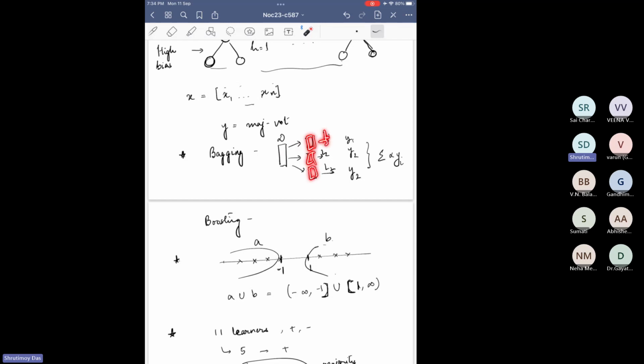And on each of these data sets you learn a different model. Suppose this is a decision tree, here you're learning a neural network, and here some logistic regression. So you will have 3 different data sets and 3 different models. Now you have 3 different outputs. This decision tree will output some y1, this will output some y2, and this will output some y3. Once you get y1, y2, and y3, you either take a majority vote or an average of all of these outputs. That is taken as the output of your bagged model.